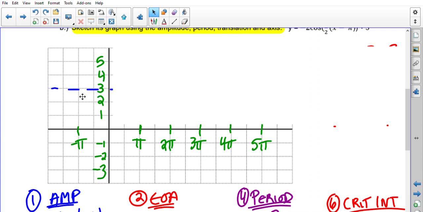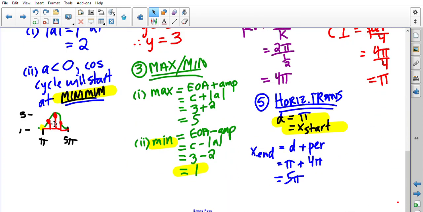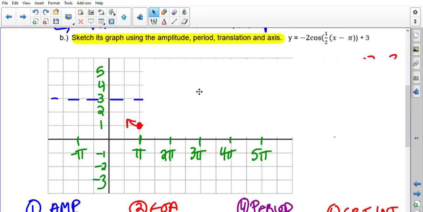The first thing you're going to want to do is draw in your equation of the axis. So at y equals 3, your horizontal line. That's important because you need to know that's where you hit your next key point. All right, so let's start our graph.